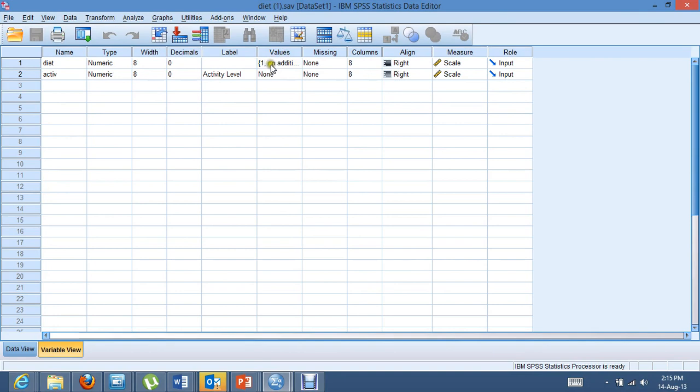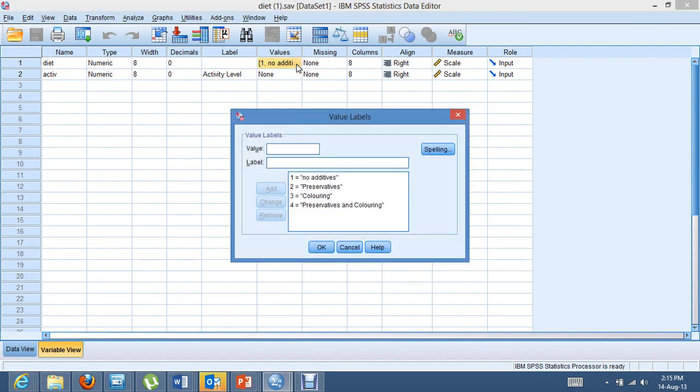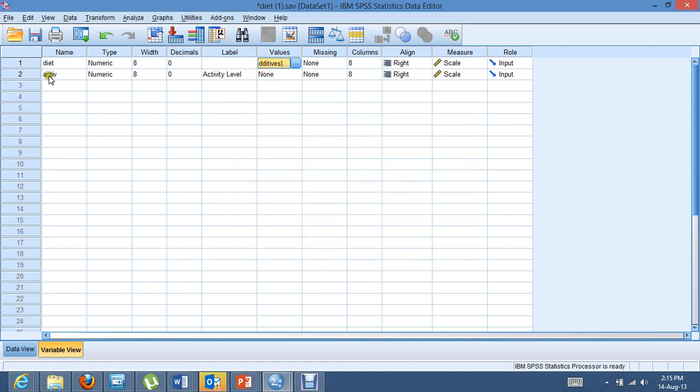The four groups, basically the hypothesis is that children's activity levels will differ according to their diet, specifically whether there's no additives in the food they eat, whether there's preservatives in the food they eat, whether there's colouring in the food they eat, or whether there's preservatives and colouring. So these are the four groups that are in the diet.sav data file, and then the DV is activity level.